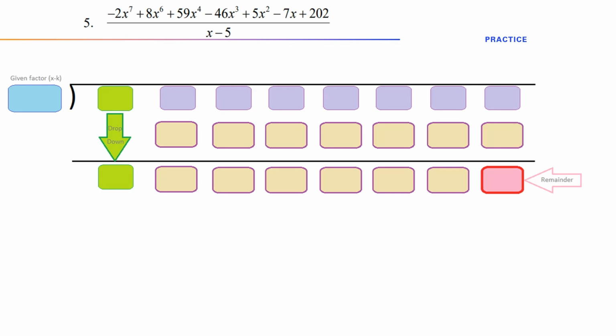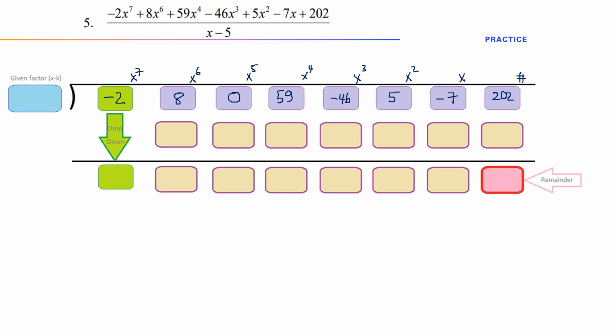Now it will be longer, right? We have a 7th power, so x to the power of 7, 6, 5, 4, 3, 2, 1, 0. Now negative 2 x to the power of 6 is 8. We lack the 5th. We have 59 for x to the power of 4. Negative 46 for x cubed. x squared is 5. Minus 7 for x, and then 202.